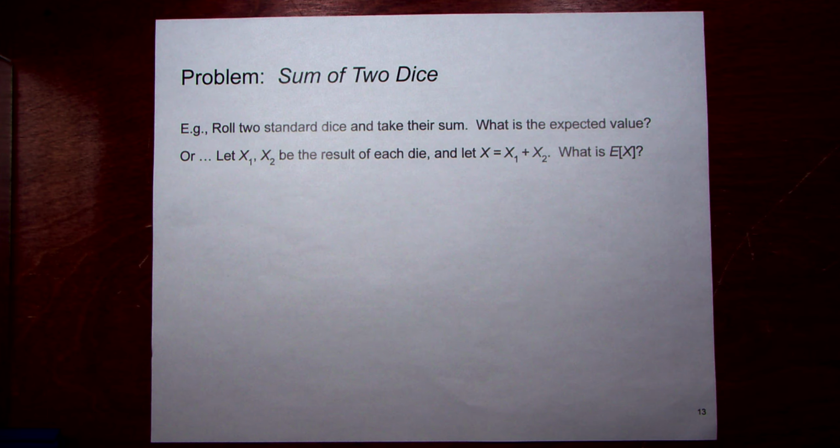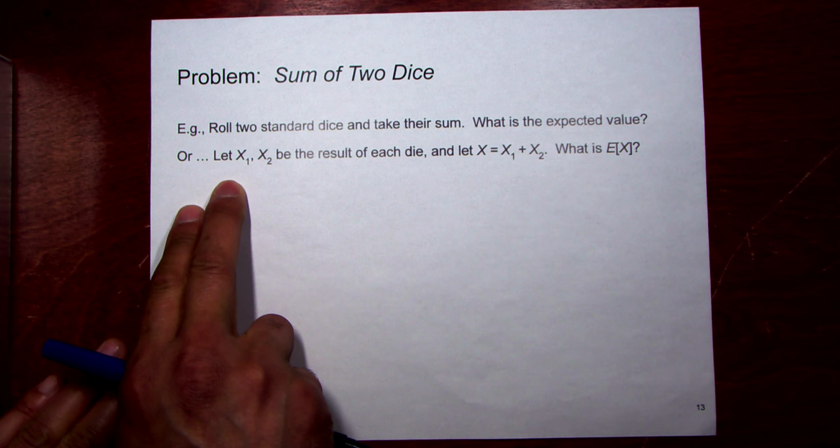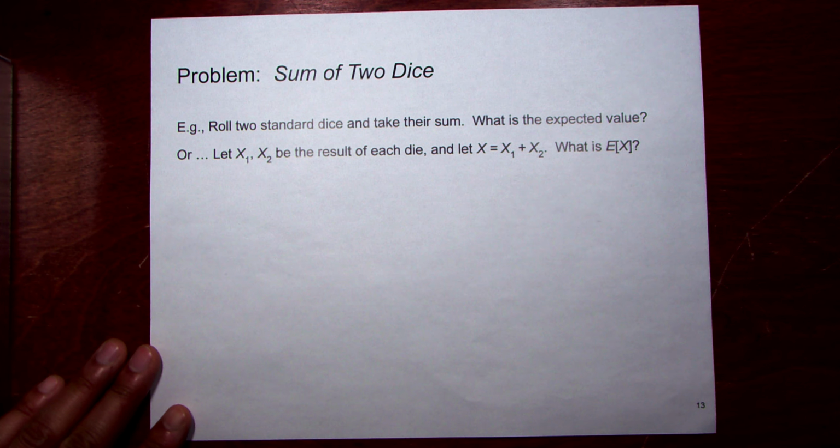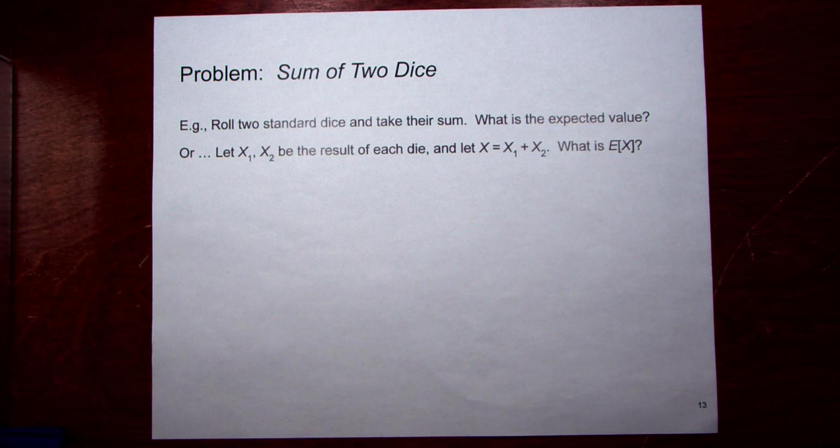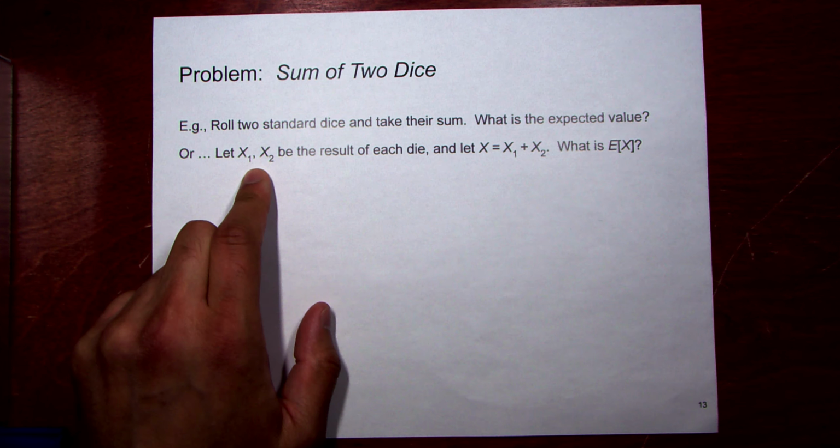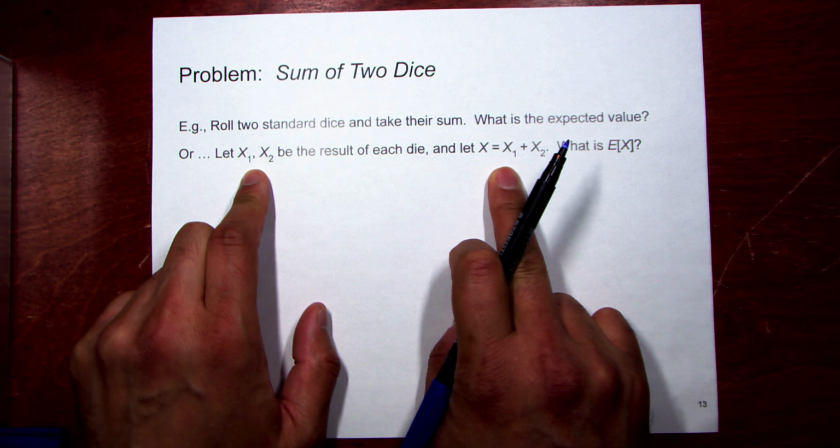Anyway, happy Friday. We're continuing on our excursion down random variables and expected value. And here we have a problem, as we usually do. Sum of two dice. You roll two dice and add them together. What's the expected value? Put in terms that we've been using, X1 and X2 are the results of the two dice. We can add them together and form another variable X. What's the expected value?